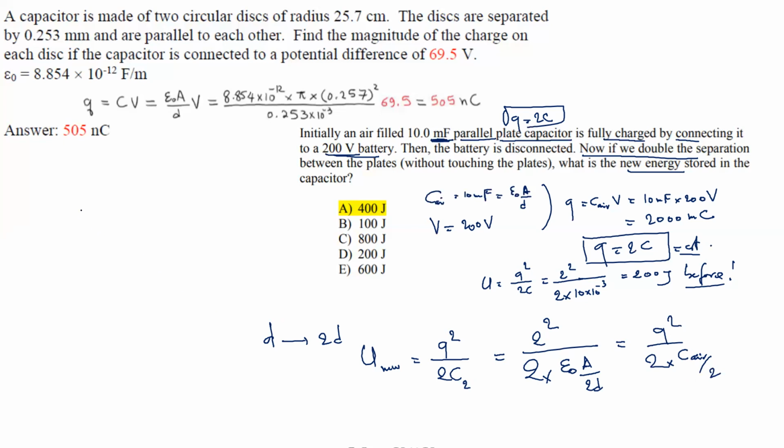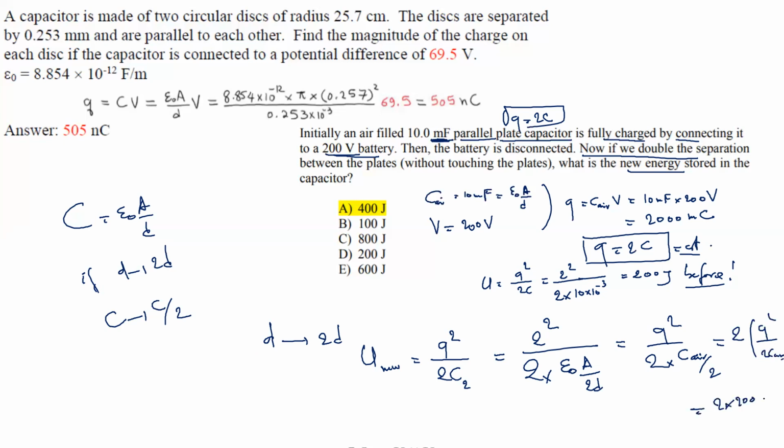Okay. If you double the distance, you know that C is epsilon naught A divided by D. If I double the distance, I'm dividing this. So if D becomes 2D, C becomes C divided by 2. So that's why here I have C divided by 2. So basically, this is just 2 times Q squared divided by 2C. So it will be 2 times 200 joule, which is 400 joule. Okay. 400 joule.